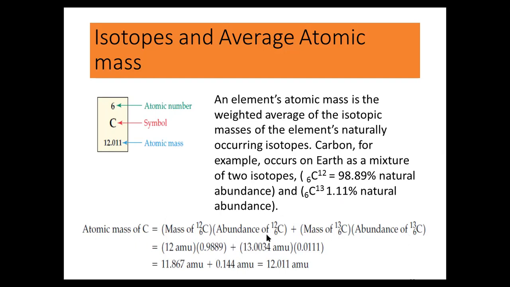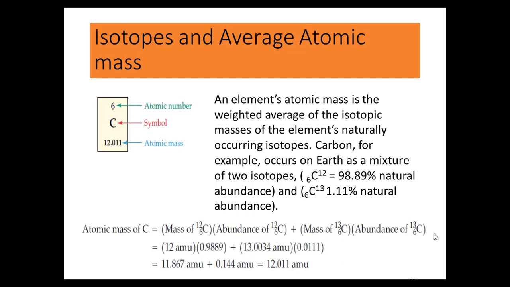This is the very simple formula that is given. The mass of carbon-12, or you can say any of the isotopes. Because I am using this example, it has two isotopes. So this is the mass of carbon-12 multiplied by the percent abundance of carbon-12, that is 98.89%, plus the mass of carbon-13 multiplied by the percent abundance of carbon-13.